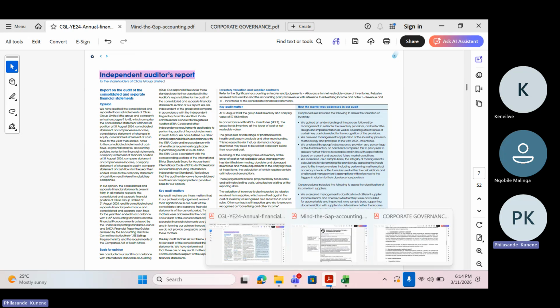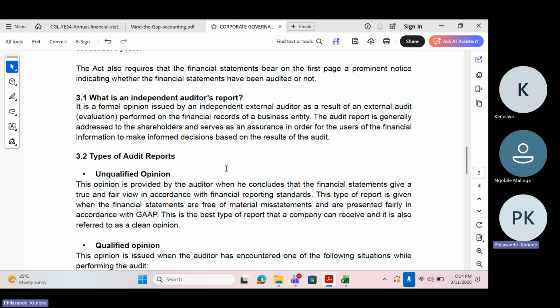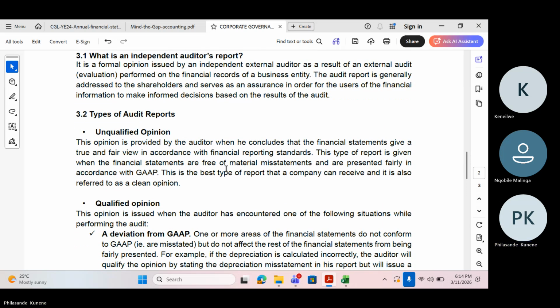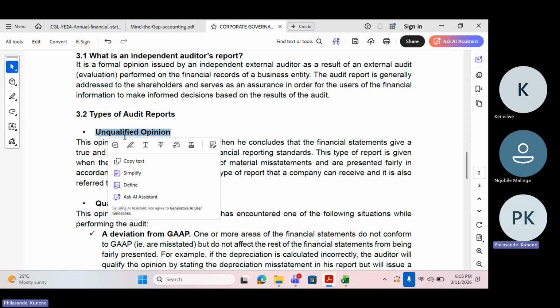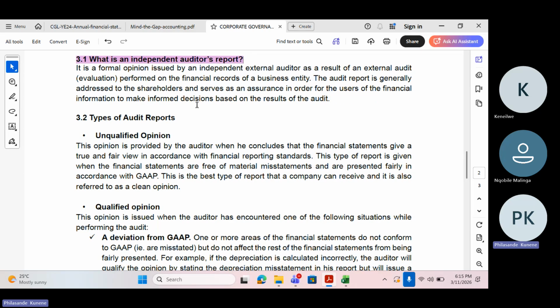Okay. So now let me go back to the document. We were talking about what? The independent auditor's report. And the first one that we spoke about previously was an unqualified opinion. Okay. I'll get to this one, but I want to go back a little bit so that you guys can understand what is an independent auditor's report. That's what we're going to talk about now. We need to understand what is an independent auditor's report and the types of audit reports that we have. You need to understand that because it's coming in the test.